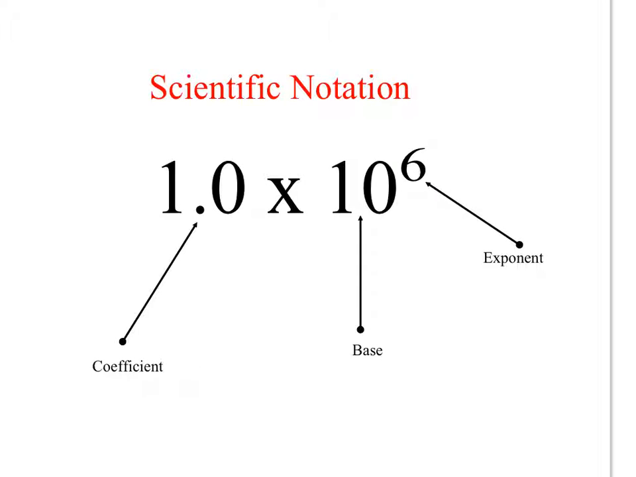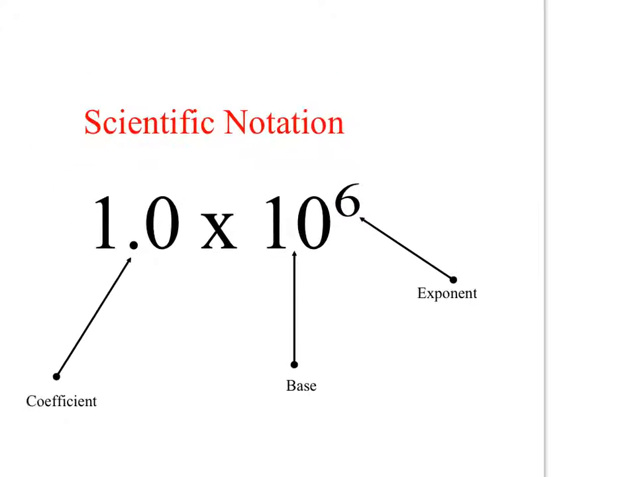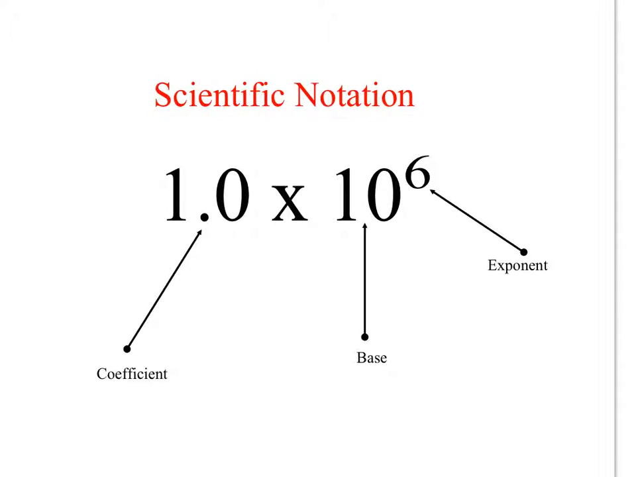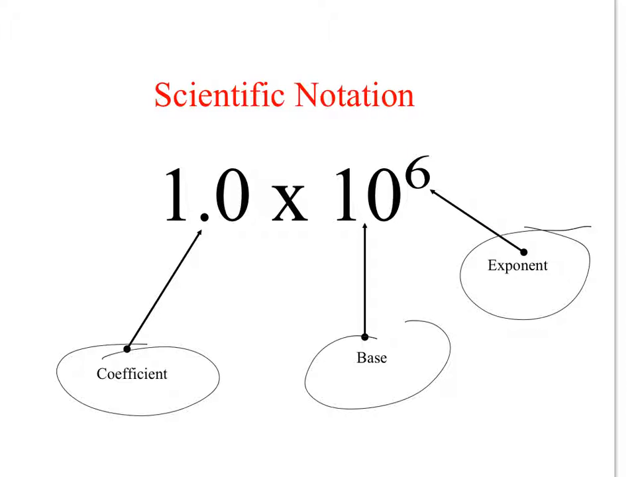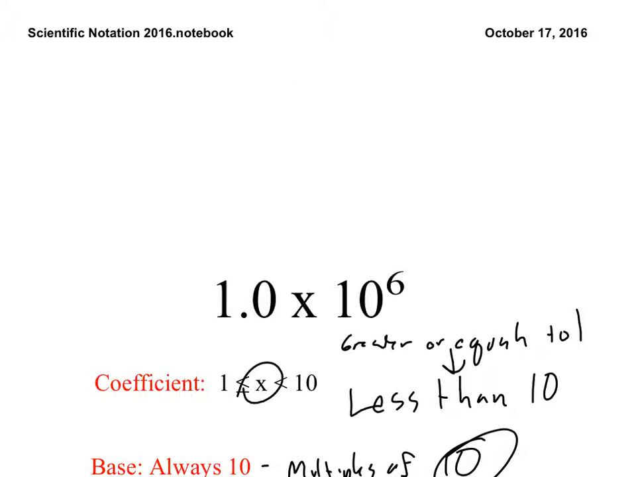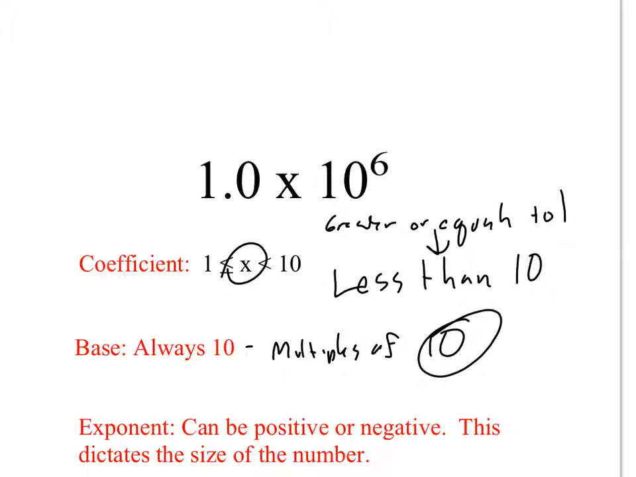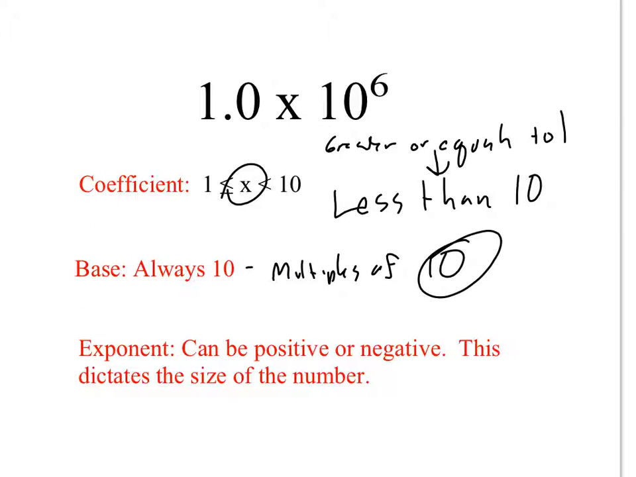Alright, here's a scientific notation review from our notes from last week. Remember last week we talked about the three components of scientific notation: your coefficient, your base, and your exponent. Those are the three pieces that you remember. Last week we talked about the rules for each.